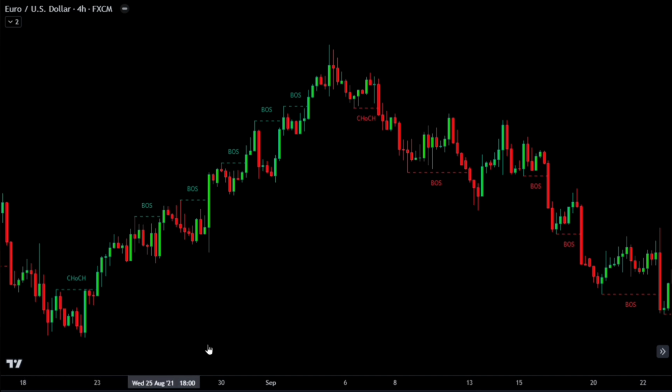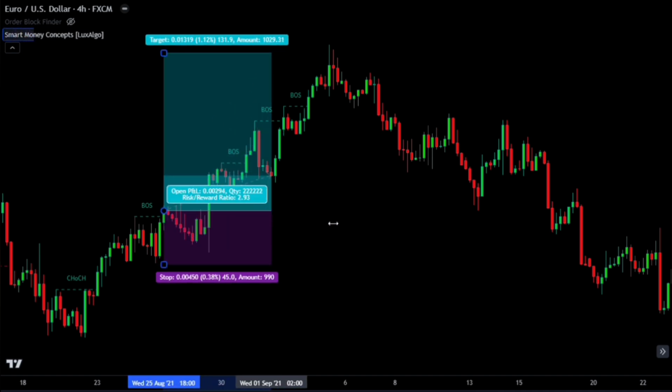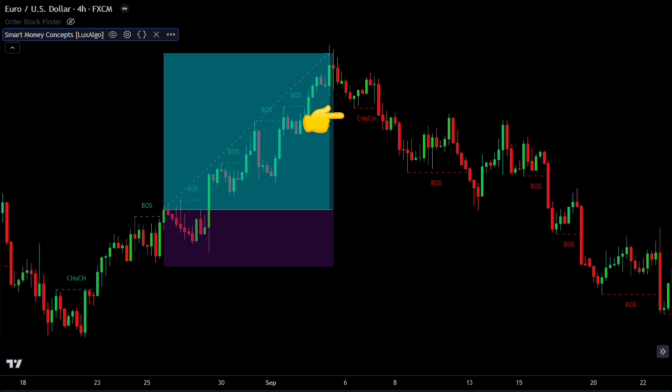How do we know if it's a bullish change of character or a bullish break of structure? Look for both the dotted line and the text turning green, indicating a bullish market structure. When the line and text turn red, it shows a bearish market structure. Now, let's discuss taking a short trade. We enter a short trade when there's a bearish change of character, labeled as CHoCH, followed by a bearish break of structure, labeled as BOS.